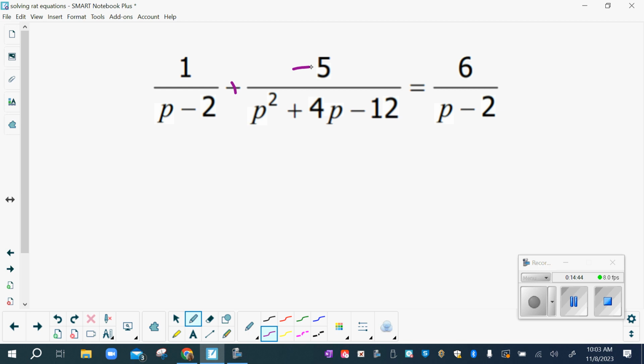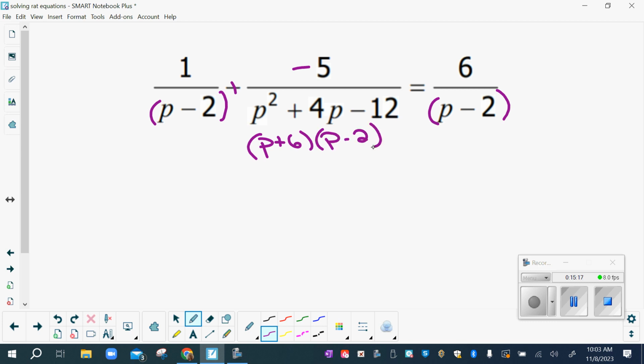Now, I'm going to have husband and wife pairs, and they're going to be part of my magic number, but they're a pair. So the only thing that will cancel a p minus 2 is another p minus 2. So I got that. I got that. Ugh, I don't want that. Let's factor it and see if we can make that a little bit easier. So if I factor this, factors of 12 that make 4, you know what that's going to be? P plus 6 and p minus 2.